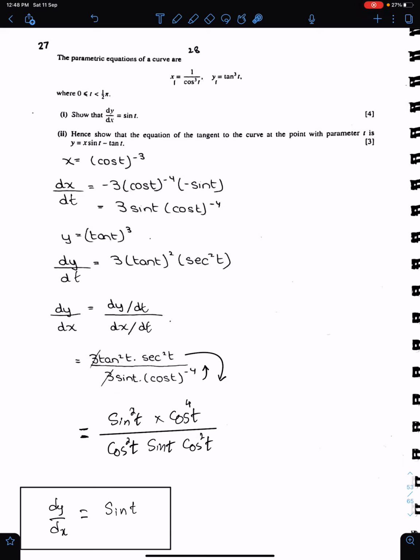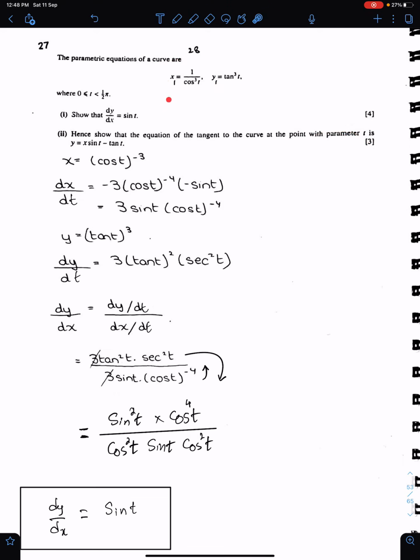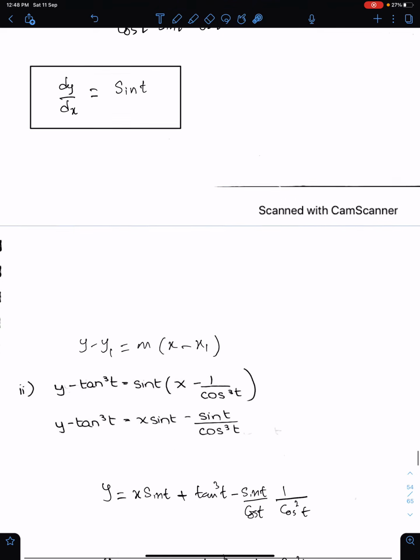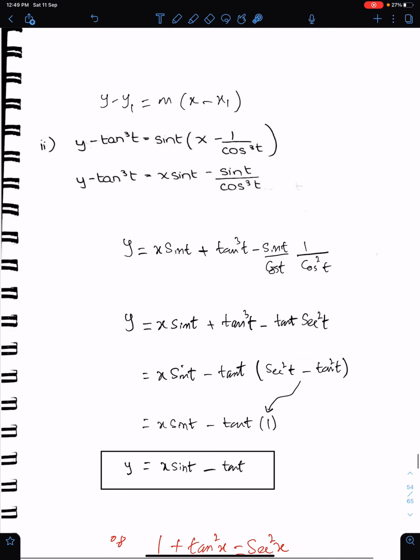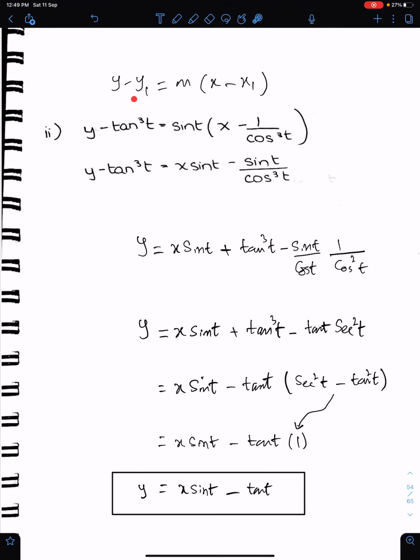Now hence show that the equation of the tangent would be this. Remember, the point is not given. x1 and y1 are not given. The coordinates of the point are not given. So when the point is not given, then always treat this x and this y as x1 and y1 for the equation of both tangent and normal. So this will be x1 and this will be y1 for the equation of tangent. See, this is the equation of the tangent. So this is y1 and this is x1 and this is the gradient.